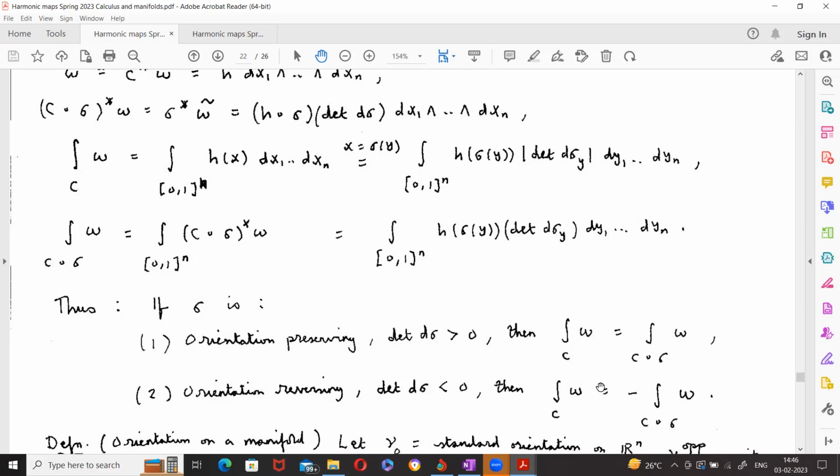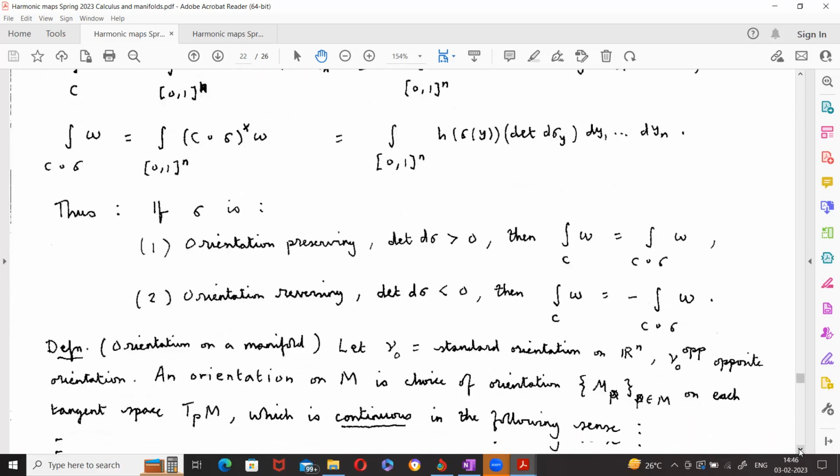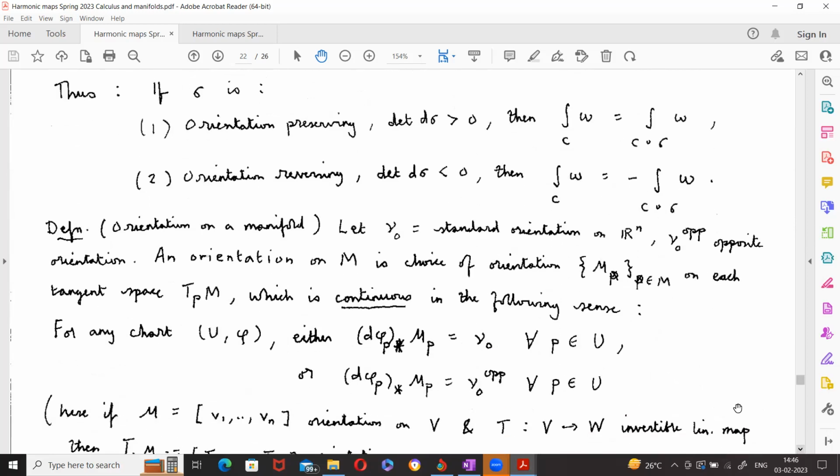So geometrically, you can think of two ordered bases giving the same orientation if and only if you can deform one continuously into the other, right? Because then they lie in the same connected component. Now, what is an orientation on a manifold? That is the following. Let nu naught be the standard orientation on R^n, given by the ordered basis e1 up to en, the standard basis of R^n, and let nu naught op denote the opposite orientation.